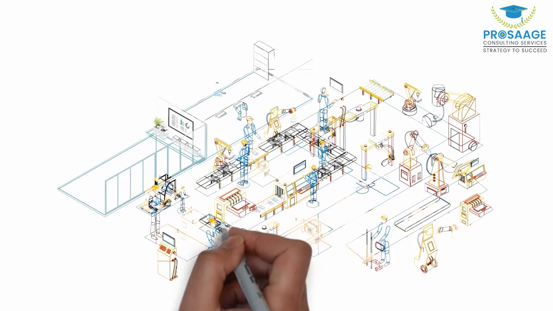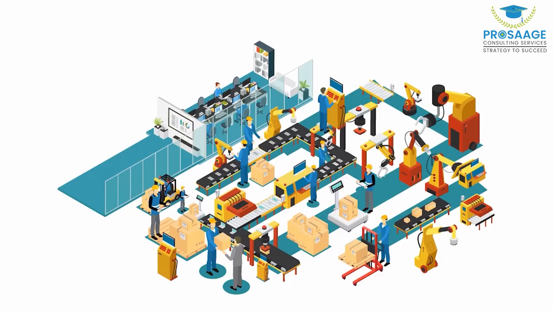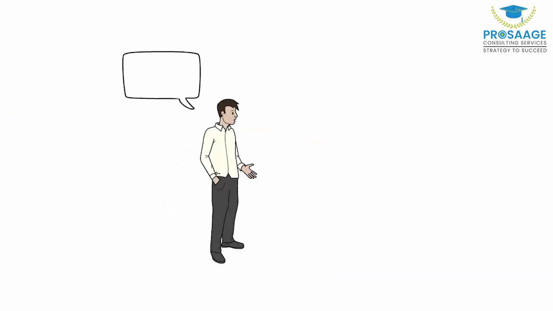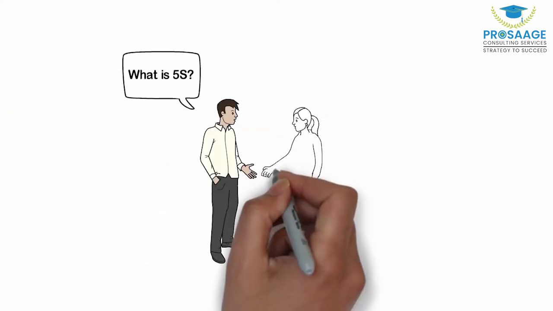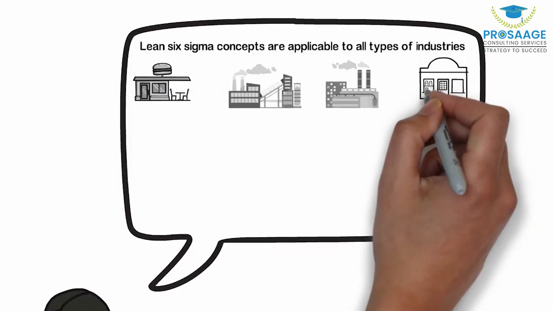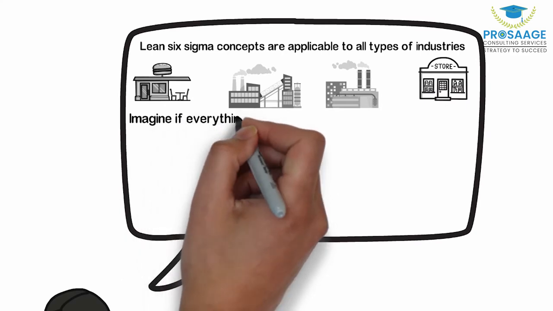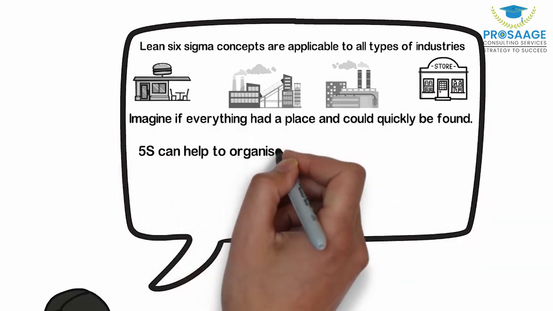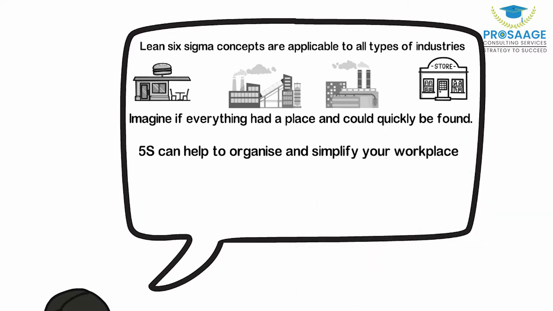Amy visited all the manufacturing plants and observed that all the materials in the medicine manufacturing plants were chaotic. She discussed with manufacturing teams implementing the 5S methodology. Ron asked Amy, "What is 5S? How can we use it in our company?" Amy replied, "Lean Six Sigma concepts are applicable to all types of industries. Imagine if everything had a place and could quickly be found. 5S can help to organize and simplify your workplace."